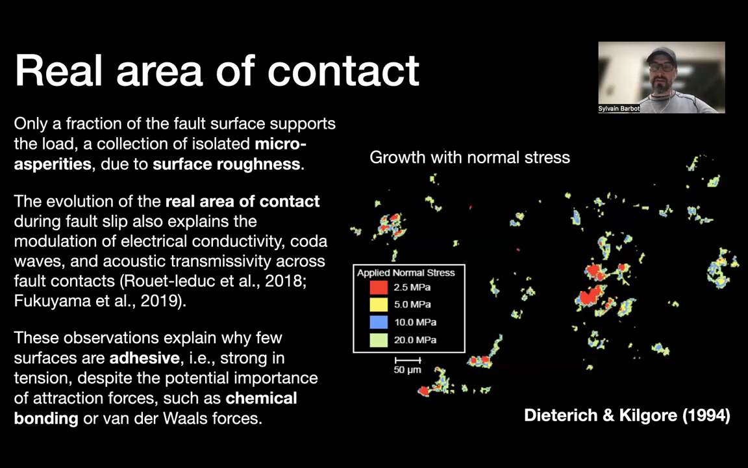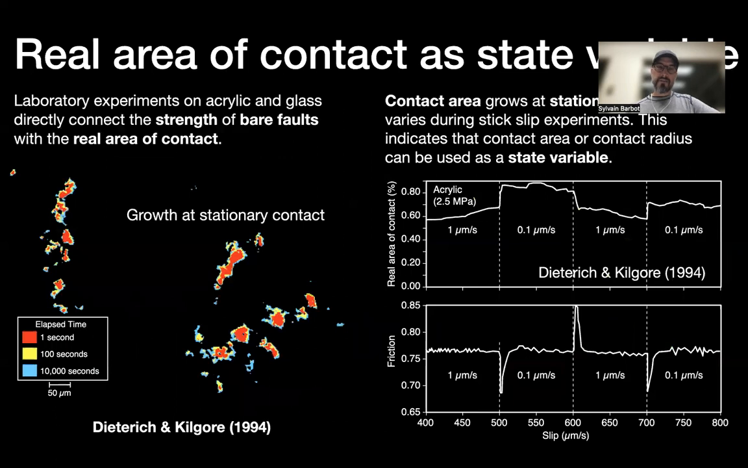These experiments have shown that the true area of contact, in fact, increases with normal stress. But not only this: if you keep these contacts for a long time, you see them flattening and expanding as a function of time. In addition, we see that the size of these microasperities on average seems to find a steady state that is inversely proportional to temperature. So it seems that the area of contact, or the size of these microasperities, may be the most natural state variable to describe the memory of the system.